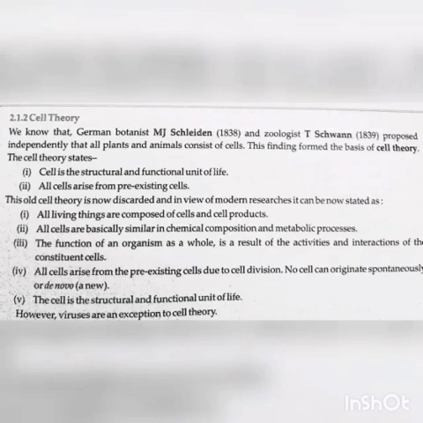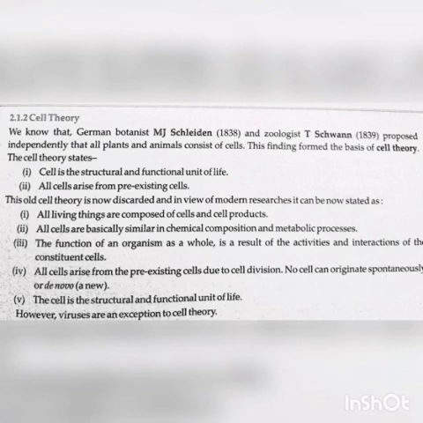Next, cell theory. We know that German botanist M. J. Schleiden in 1838 and zoologist T. Schwann in 1839 proposed independently that all plants and animals consist of cells. This finding formed the basis of cell theory. The cell theory states, first point, the cell is the structural and functional unit of life. Next, all cells arise from pre-existing cells.